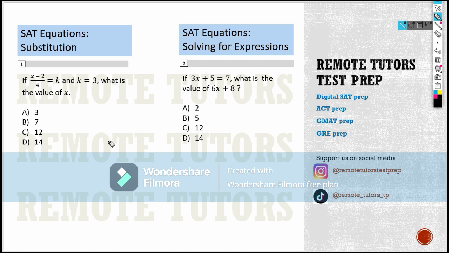Let's see more about SAT equations. The next example is about substitution. It says if (x minus 2) divided by 4 is equal to k, and the value of k is 3, what is the value of x?